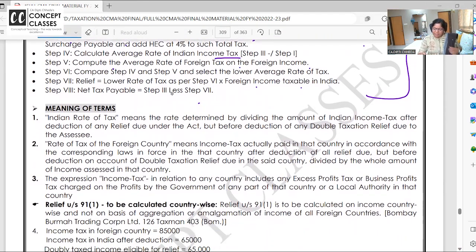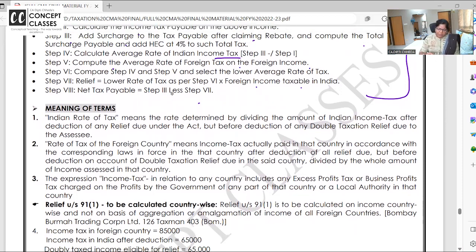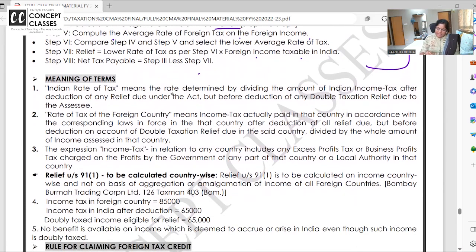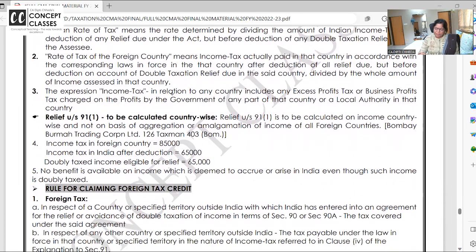What is Indian rate of tax? Average rate of tax in India divided by total income into 100. What is average rate of tax in foreign country? Whatever tax you are paying there. The expression income tax in relation to country includes excess profit tax or of government on any part. सब पे calculate होगा. Relief is to be calculated on income country wise, not on the basis of the aggregate.